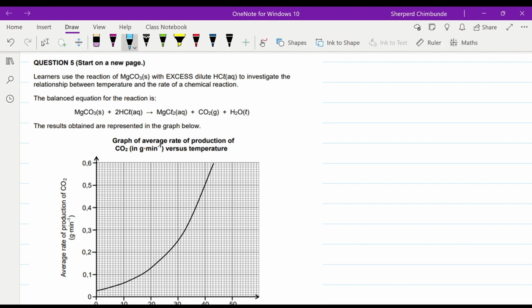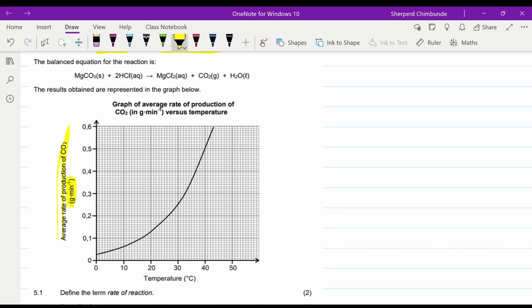Learners use the reaction of magnesium carbonate with excess dilute HCl to investigate the relationship between temperature and the rate of chemical reaction. So as you can see here, we've got a rate of chemical reaction with average rate of production of carbon dioxide, and the balanced equation for the reaction they gave us. The results obtained are represented in the graph below.